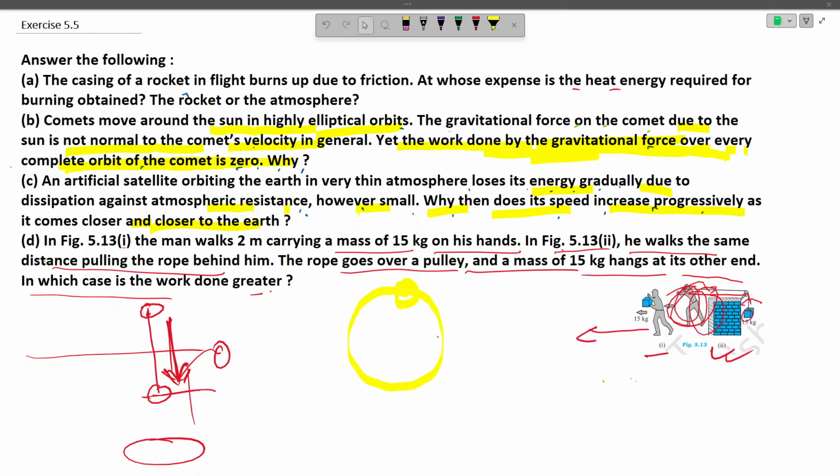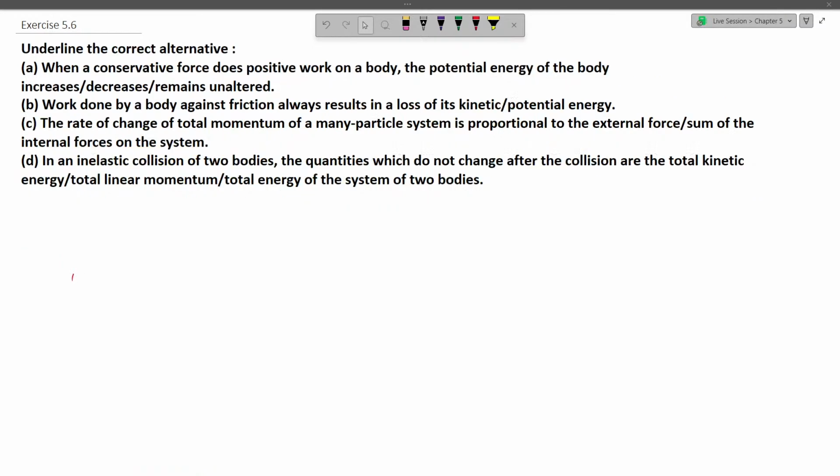Let's move to the next question. The question says, underline the correct alternatives. When a conservative force does positive work on a body, the potential energy of the body increases or decreases or remains unaltered. So when a conservative force does positive work on the body, the potential energy of the body increases or decreases or remains unaltered.